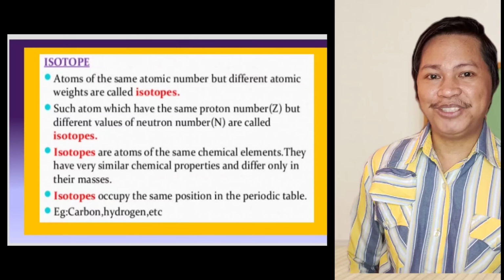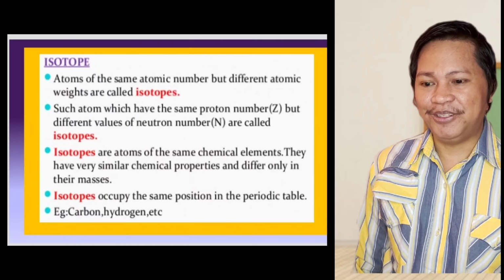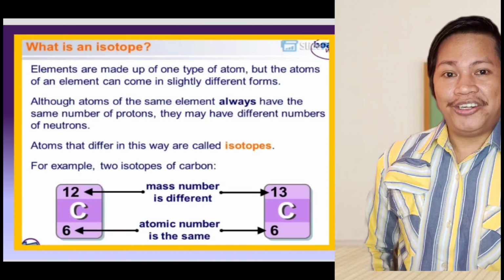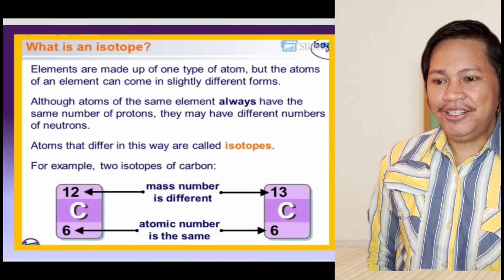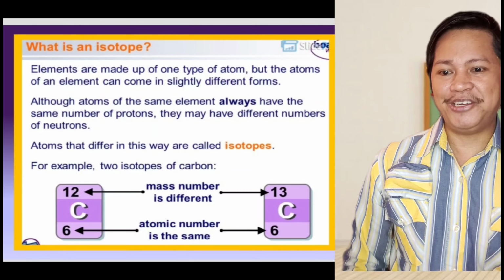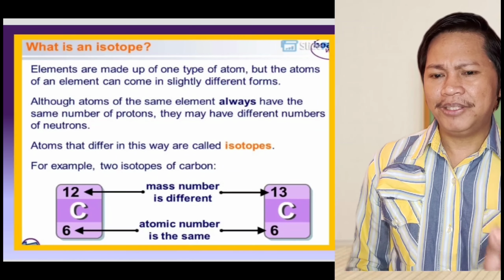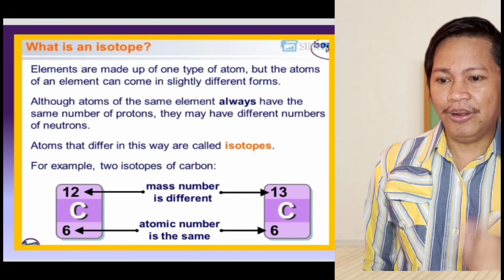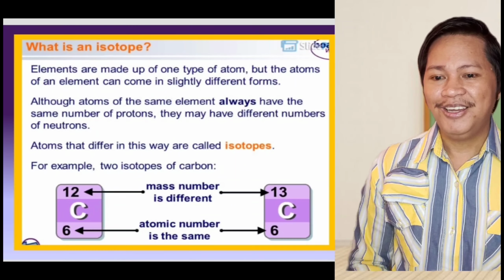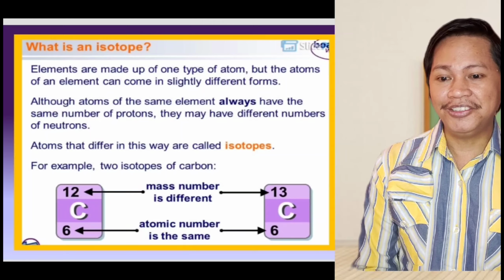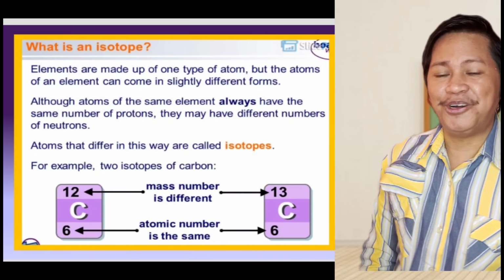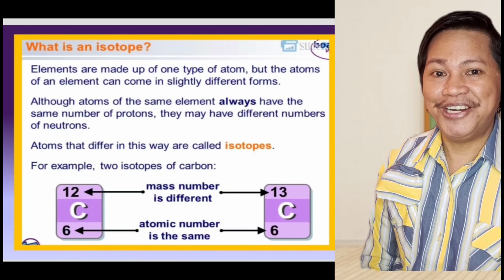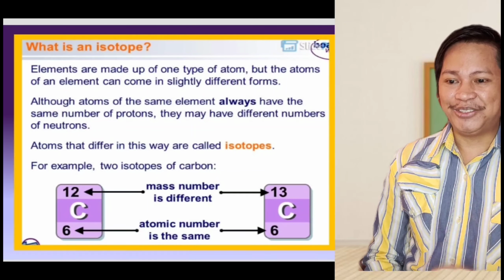Isotopes occupy the same position in the periodic table. For example, we have carbon and hydrogen. To enrich your learning about isotopes, I add this one. An element is made of one type of atom, but the atoms of an element can come in slightly different forms. Although atoms of the same element always have the same number of protons, they may have different numbers of neutrons. Let me clear this up: atoms that differ in this way are called isotopes.